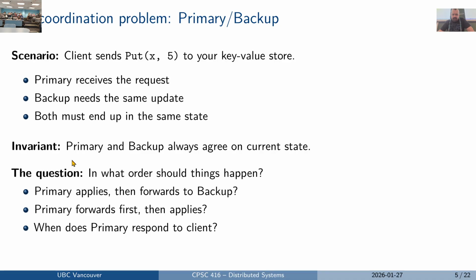So, should the primary apply it and then forward it to the backup? Should the primary forward it first to the backup and then apply it? When does the primary send the response back to the client? Now, in our model, the clients wait indefinitely for the response. So we're keeping the model still fairly simple. Yes, it's complicated, but this is the simple, complicated model.